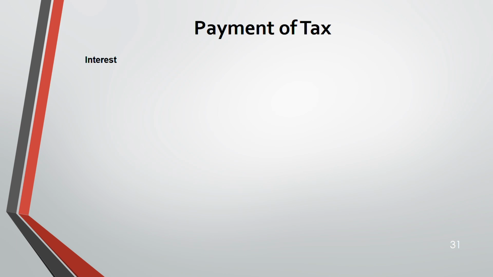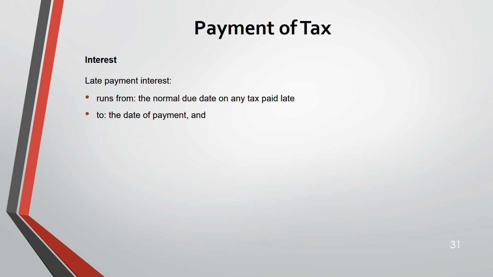So now the interest part. The good thing is the interest part is very easy. Whenever you are paying late, like any other tax, CGT, IHT, income tax, for corporation tax also, we have late payment interest. This runs from the normal due date on any tax paid late to the date of actual payment. And this interest will be deducted from the interest income in the corporation tax computation.